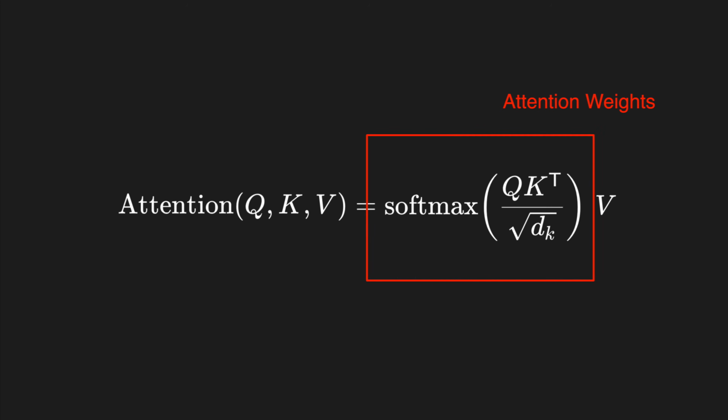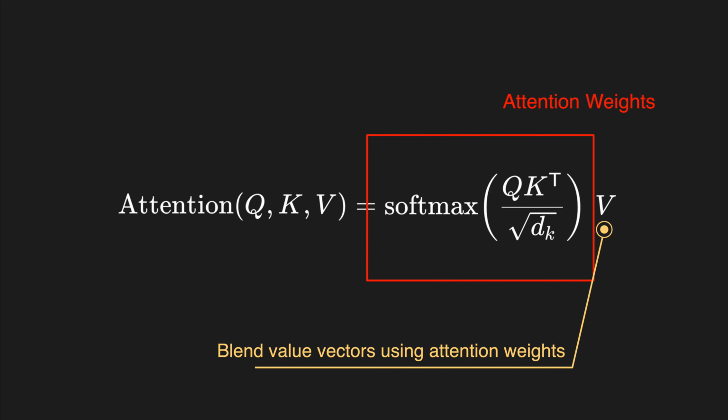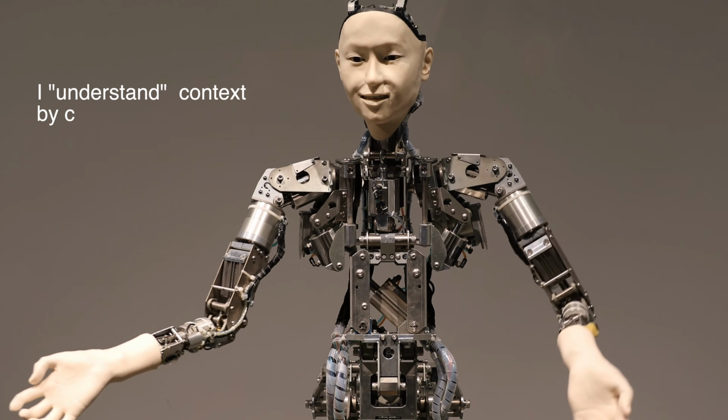Now that we have attention weights, we use them to blend the value vectors. Each token output is a weighted sum of all the other tokens' value vectors. So when processing Fox, the model might mix information like this: 70% from jumps, 20% from quick, and 10% from brown. This blending gives every token a context-aware representation, a meaning shaped by the entire sentence. And that's how a transformer understands.